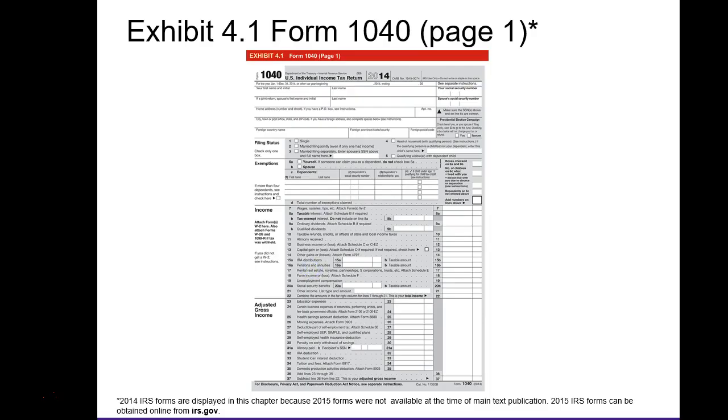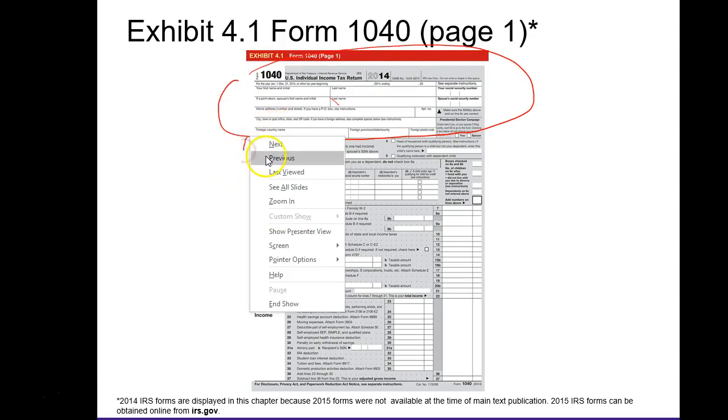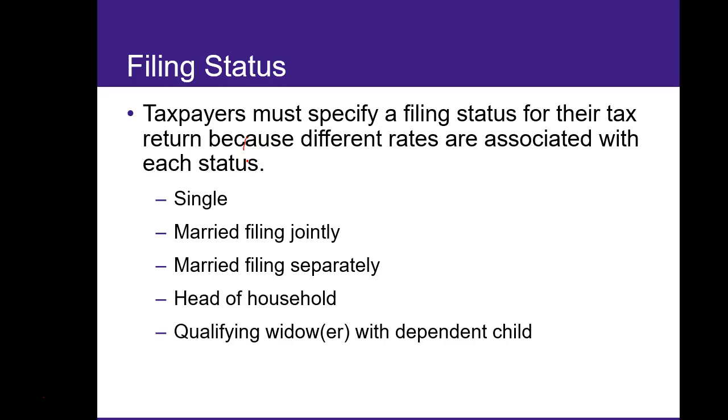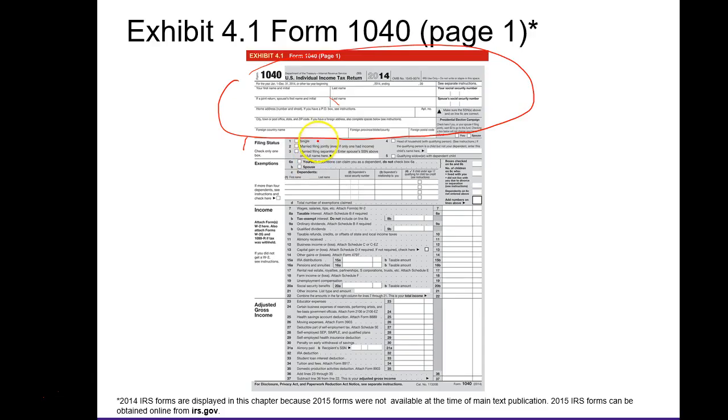Now, I know it's a little small to see. The top portion just has all of your personal information. I'm trying to draw again. Your name, social security number, etc. In this section, they ask about your filing status. So we go back. We talked about that, your filing status, where you file single, head of household, etc.